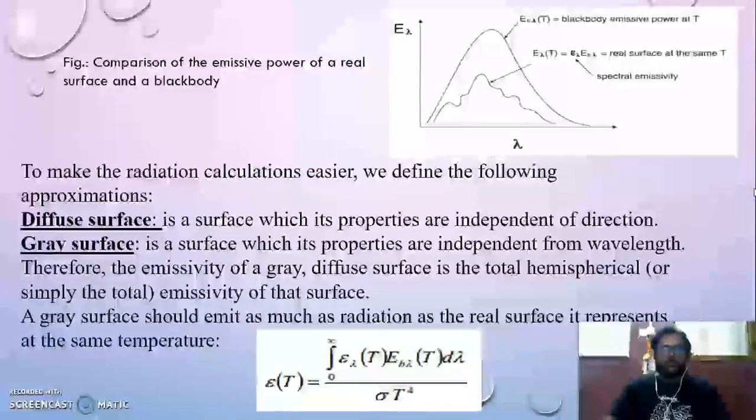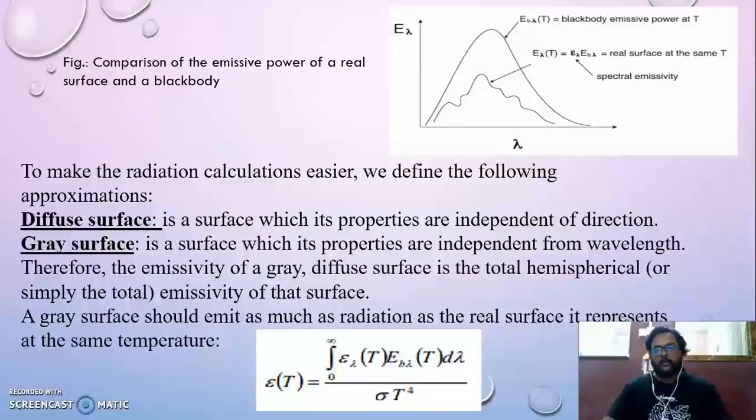Okay, over here we have a comparison of the emissive power of a real surface and a black body. You can see there are two graphs. The one with the higher peak shows the black body emissive power at a certain temperature, and the one with the lower peak is the real surface at the same temperature. They are at the same temperature, but the graphs differ.